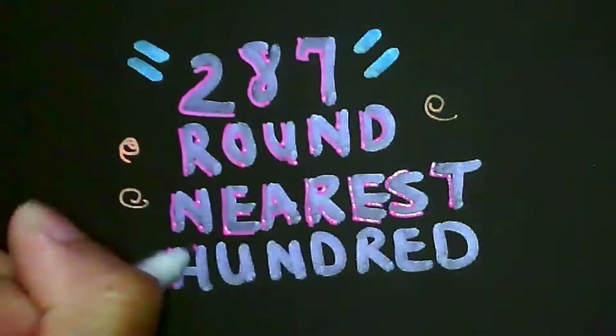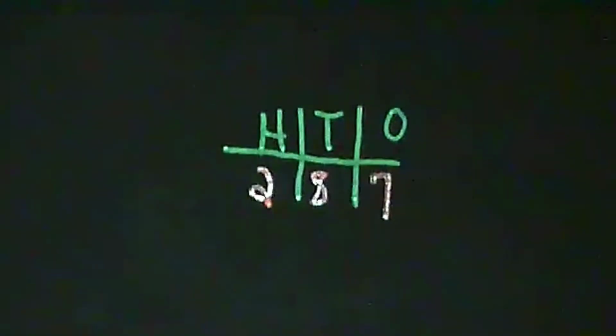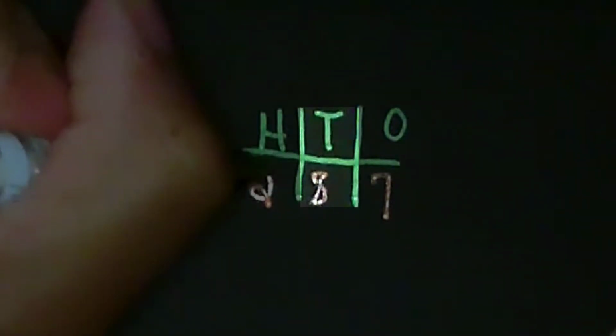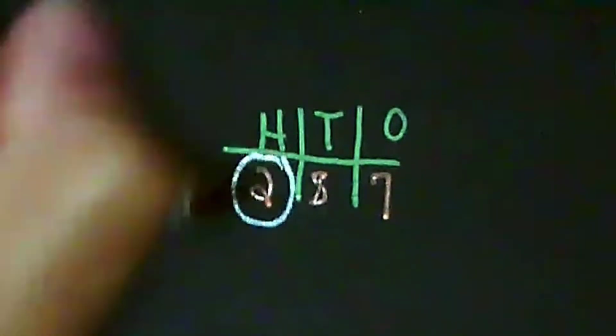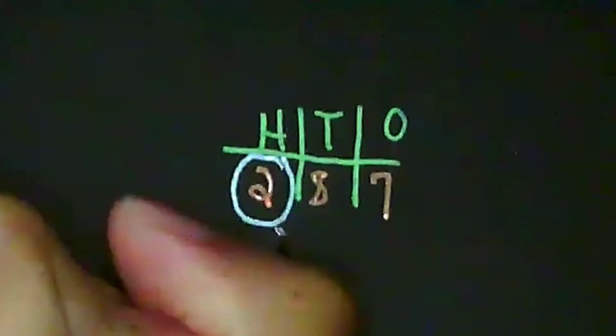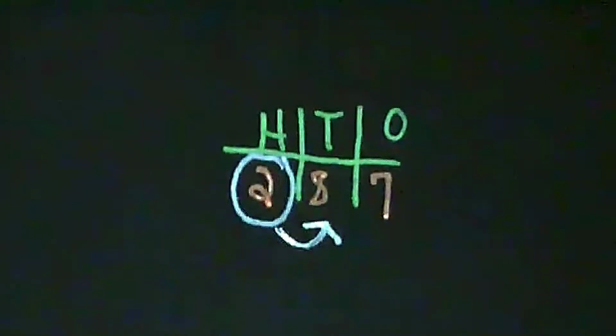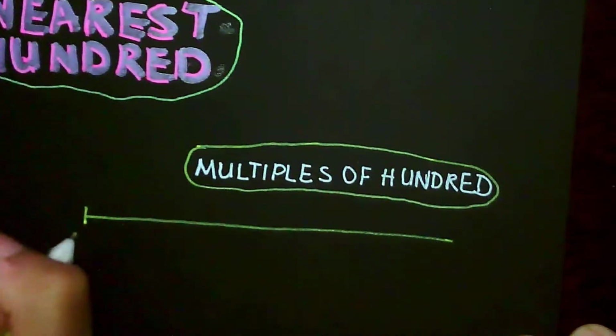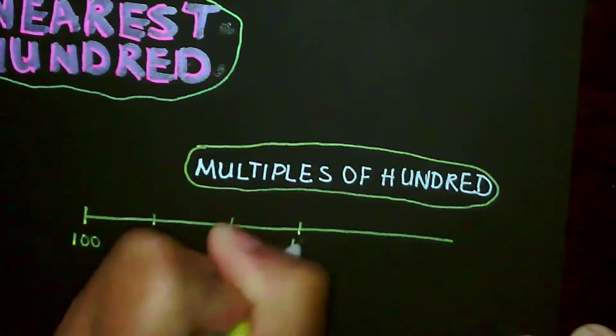Let's round 287 to the nearest 100. We're going to start with our place value chart. Hundreds, tens, and ones. The 2 goes into the hundreds place, the 8 goes in the tens place, and the 7 goes in the ones place. And this time, because we're rounding to the nearest 100, we have to look to the tens place to decide whether we round the number up or down. We're going to start counting by 100s up until 1000.